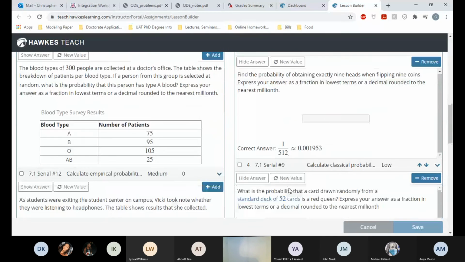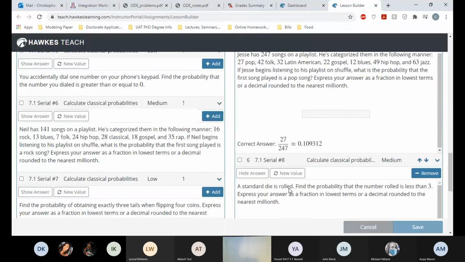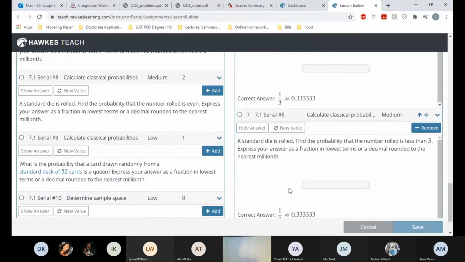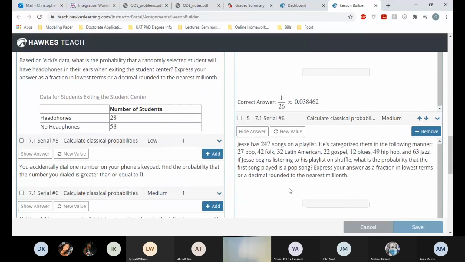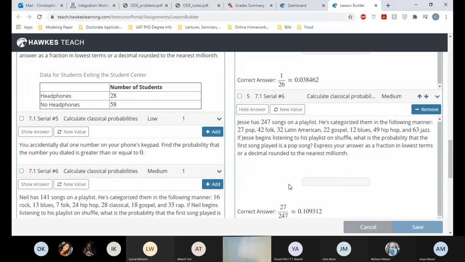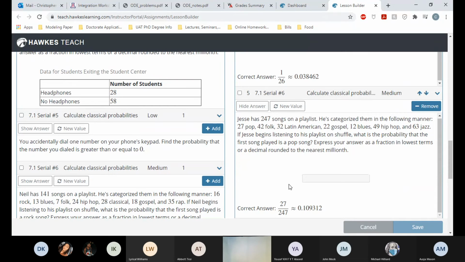So let me see how many more there are in here. Okay. All right. I'm going to do this one. This one looks more complicated than the others. It says Jesse has 247 songs on a playlist. He's categorized them in the following manner, and then he has categories for his music. All right.